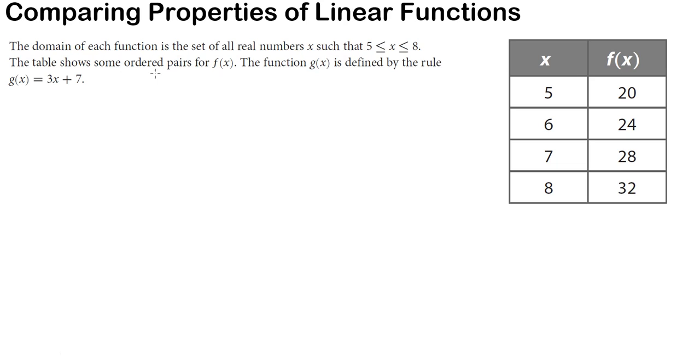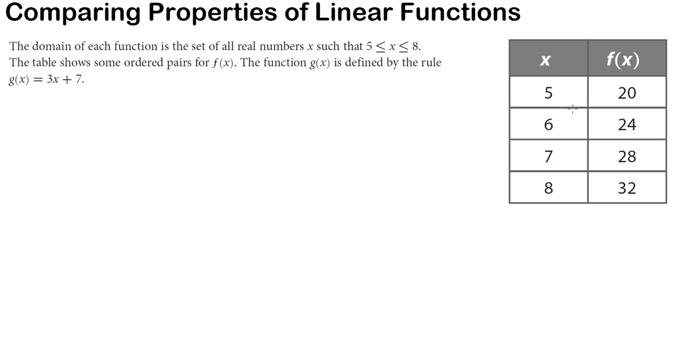The table shows some ordered pairs for f of x, which is right here. The function g of x is defined by the rule g of x equals 3x plus 7. So we have two functions, f of x, which is shown to us as a table, and g of x, which is shown to us as an equation, as a function rule. One thing we can do to compare these two functions is take this function table for f of x and write the linear equation, the function rule, for this table.